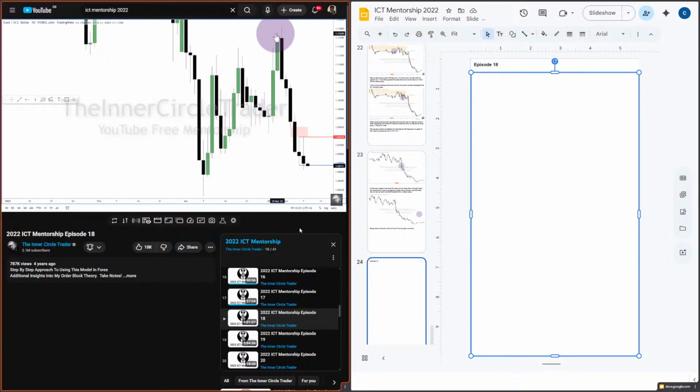Why? Because we had 1, 2, 3 times, like I mentioned on the video on Tuesday, or episode 17, if I'm not mistaken, in this mentorship. So it's likely to draw lower and dig into this low. That's our draw on liquidity on the daily chart. But is that your trade target? No. Not for intraday trading.